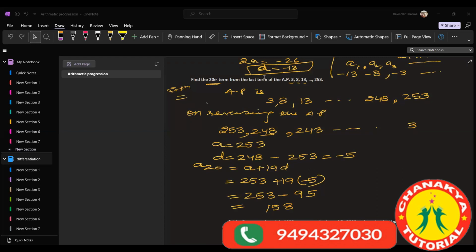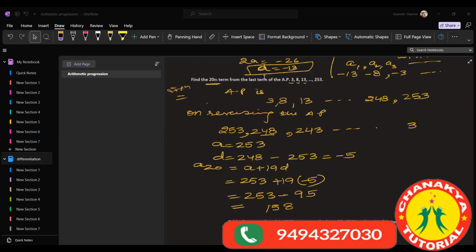Actually, we were doing the rest of the questions of exercise 5.2. Yesterday I told you that in today's class, we will complete our exercise 5.2. So this question was quite important. It was different from the others. Find the 20th term from the last. Here the last term is written. So in this type of question, you will just reverse the AP. Now your last term will be your first term. So 253, then 248, then 243. Now find the values of A and D. Now we have to find the 20th term. So the 20th term will be A plus 19D. Put the values, right? We will get 158.